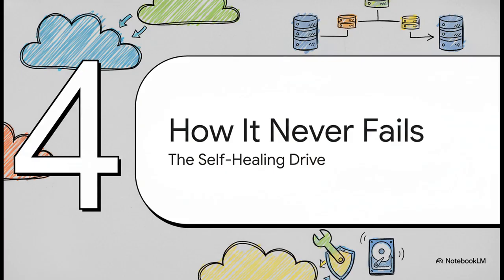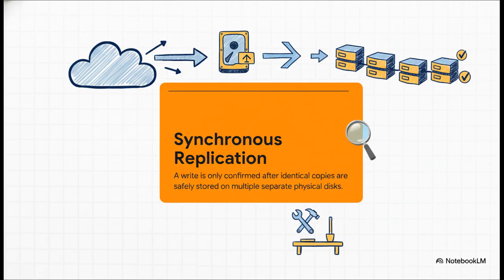Network block storage also gives you a level of reliability that a single drive could only dream of. It's basically a self-healing drive. So how does it do that? Well, the key technology is called synchronous replication. And that word, synchronous, is the most important part.